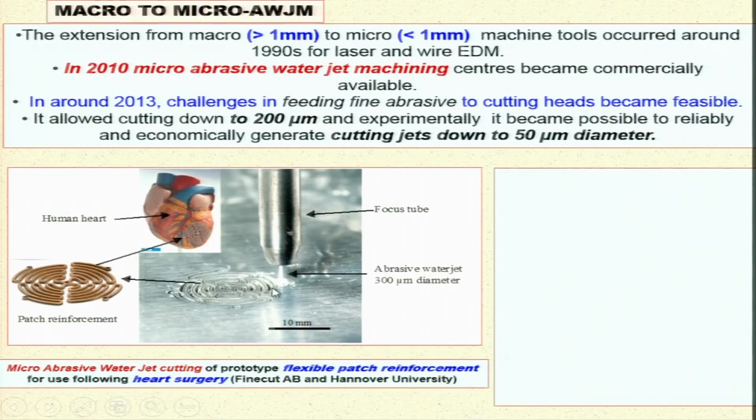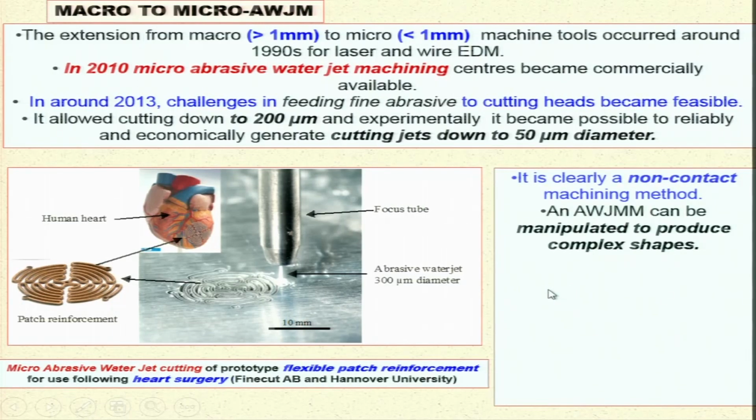Now you can see here the photographic view. This is the patch being cut, and this is the abrasive water jet, having a diameter of 300 micrometer. So the feature or the kerf that you are cutting will be slightly more than 300 micrometer in size, because overcut is always there in all the processes, and this is a focusing tube.